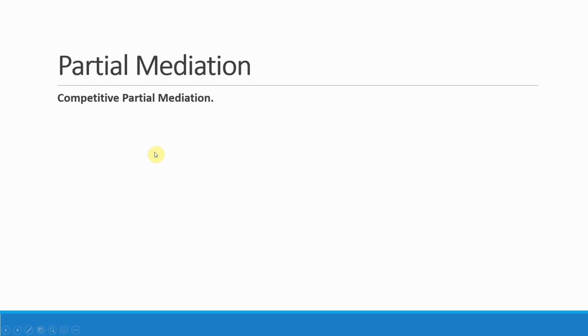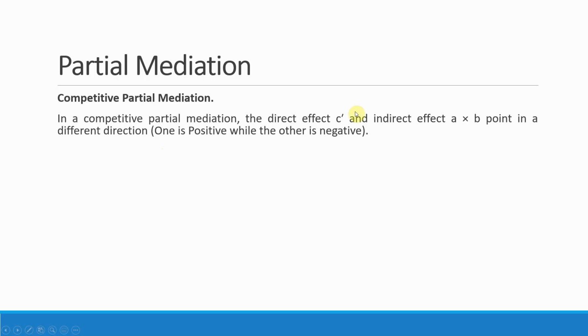However, there could be competitive partial mediation, in which the direct effect might be negative and your indirect effect might be positive. Obviously, PLS gives you these results in the form of beta coefficients, and you can see the sign with the beta coefficient to understand whether it is competitive or complementary partial mediation.